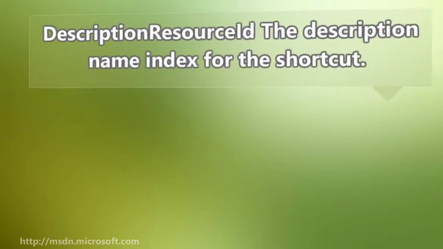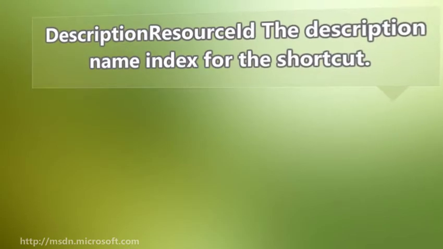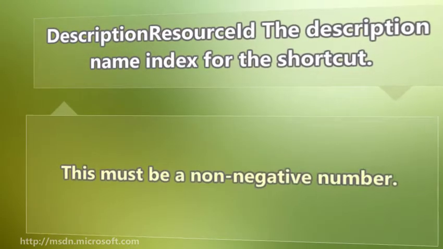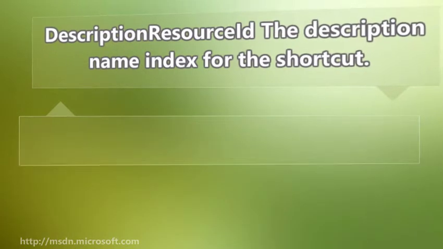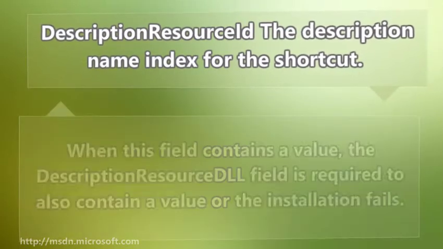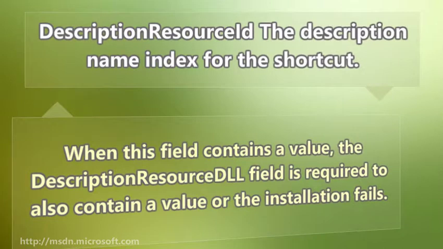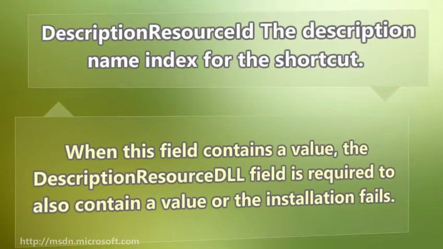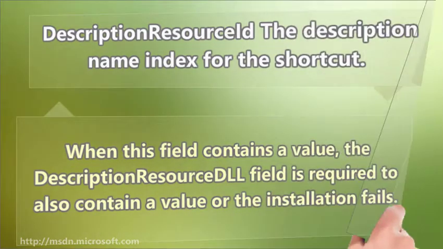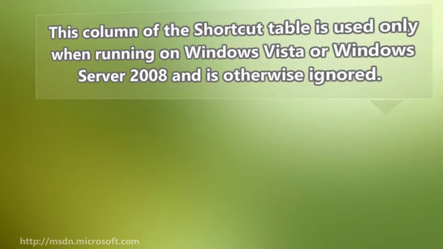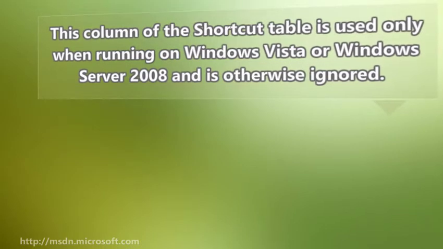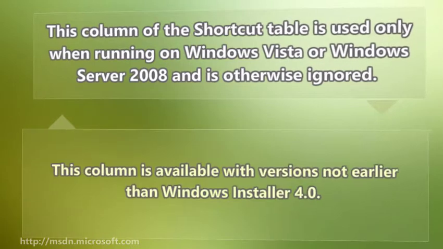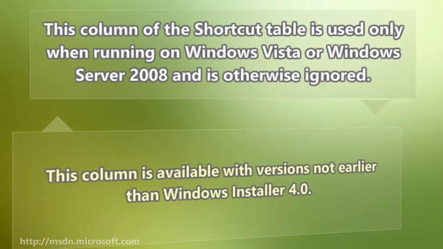DescriptionResourceId: the description name index for the shortcut. This must be a non-negative number. When this field contains a value, the DescriptionResourceDLL field is required to also contain a value, or the installation fails. This column of the Shortcut table is used only when running on Windows Vista or Windows Server 2008 and is otherwise ignored. This column is available with versions not earlier than Windows Installer 4.0.